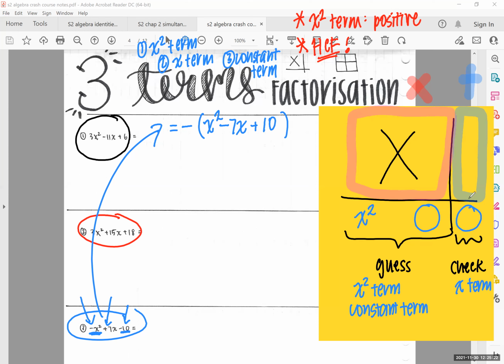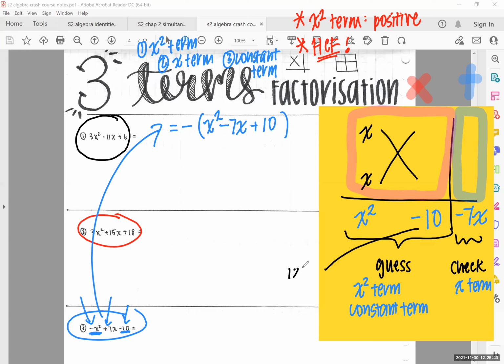1 or 2? Yes, negative 7x. Next, can you see a positive 10? Where do I put my positive 10? There's only one space left, which is here. So what is x squared made up of? X times x, right? Very simple. Correct.